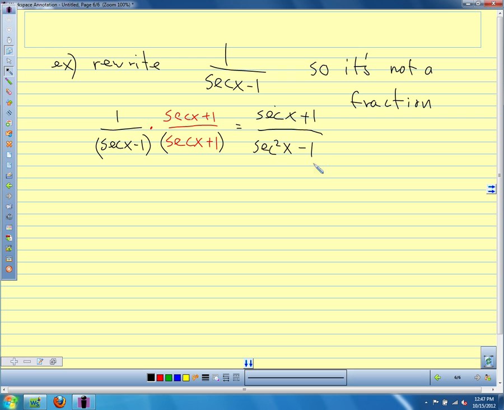That should make us think Pythagorean identity. Secant squared x minus 1 is what? Secant squared x minus 1 is tangent squared. That's the second Pythagorean identity there. So this equals secant x plus 1 over tangent squared x.